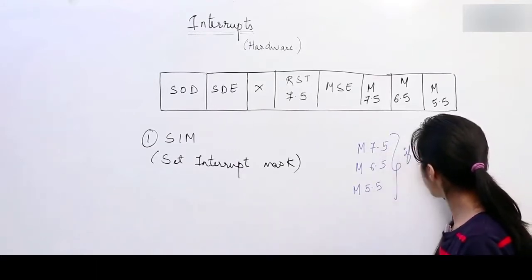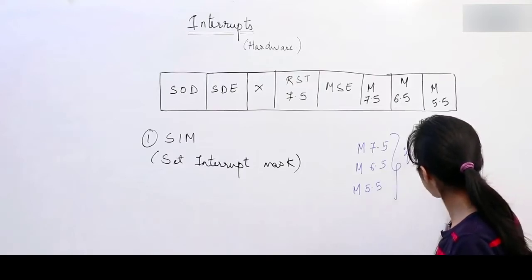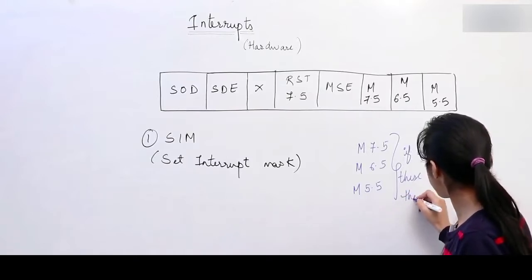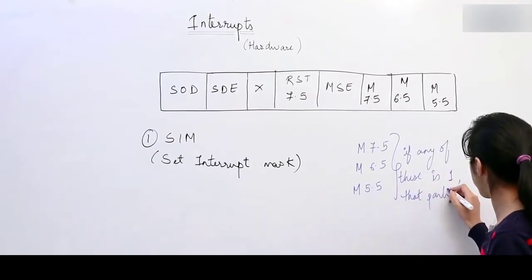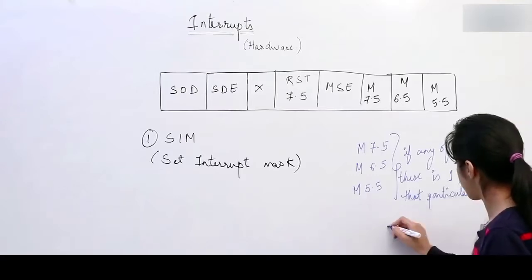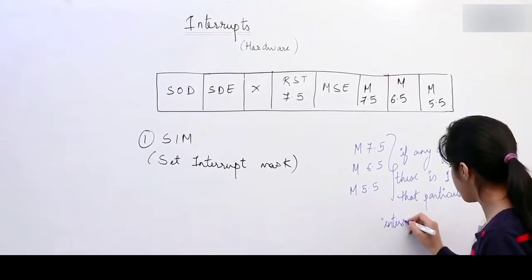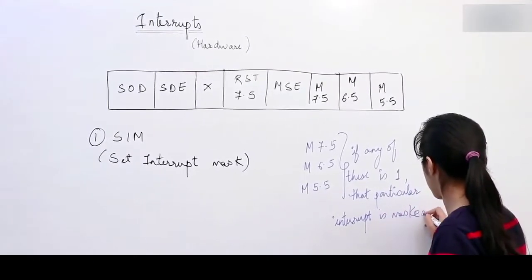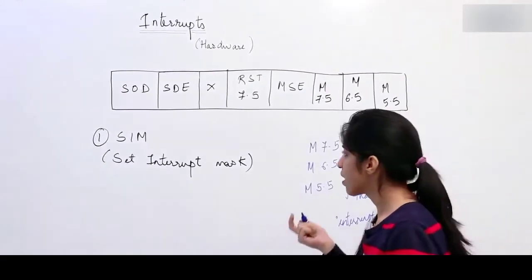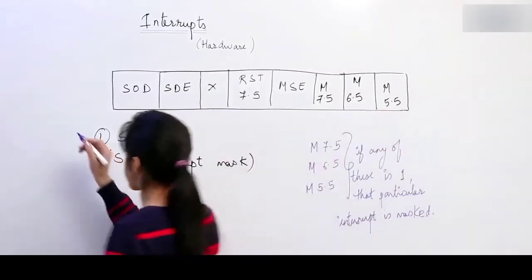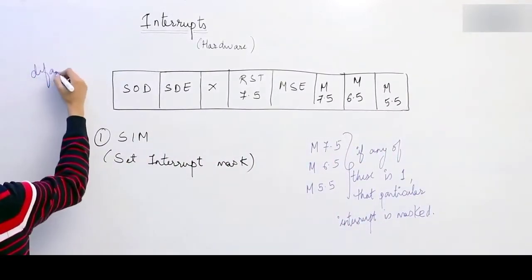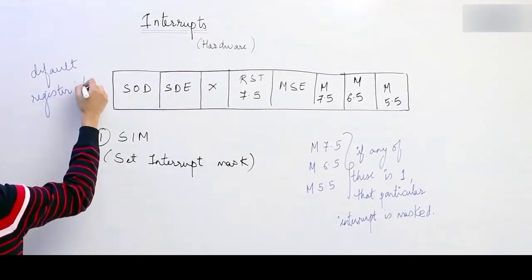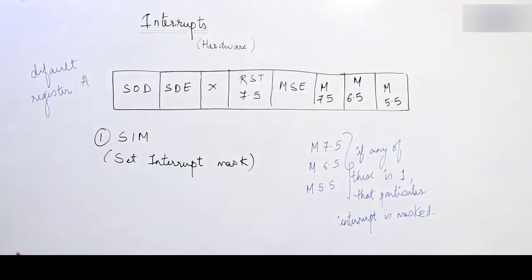If any of these is 1, then that particular interrupt is masked. So the default register for doing this is the accumulator. The default register is the accumulator.